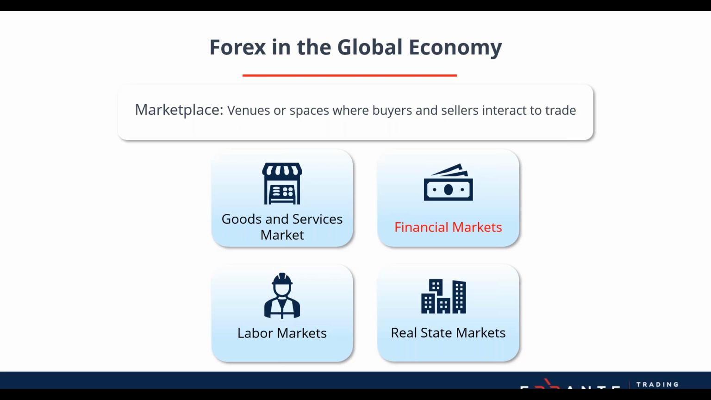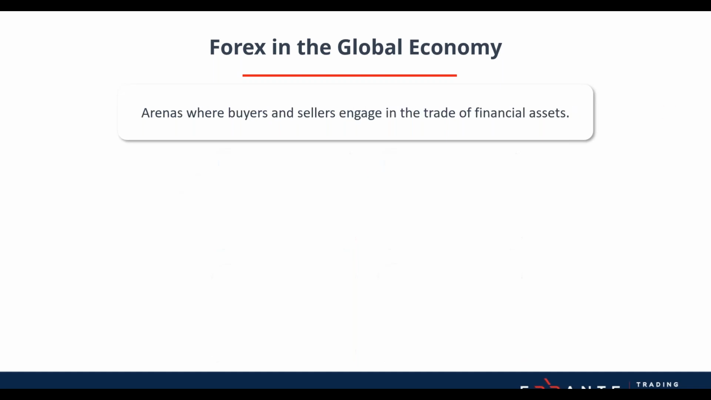In summary, each of these markets operates within its own set of parameters, yet they are interconnected in the grand architecture of the global economy, and their collective functioning underpins the economic structure that drives growth, development, and wealth distribution. Each of these markets is a venue where buyers and sellers interact, facilitating trade and commerce.